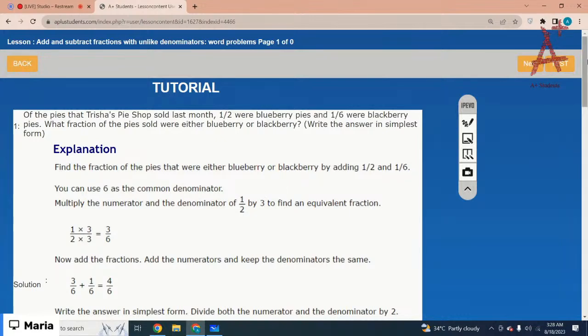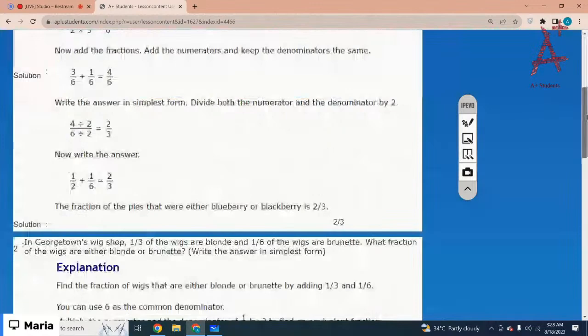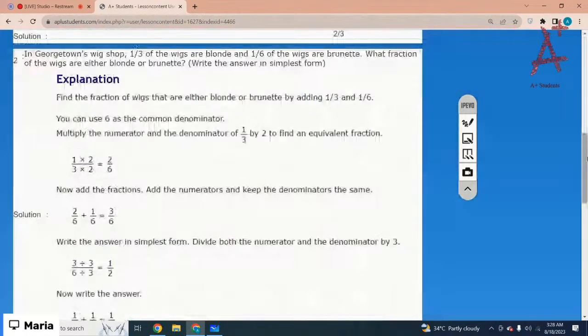Okay, the next one is in the Georgetown wig shop, one third of the wigs are blonde and one sixth of the wigs are brunette. What fraction of the wigs are either blonde or brunette? You have to add 1 over 6 and 1 over 3, right?